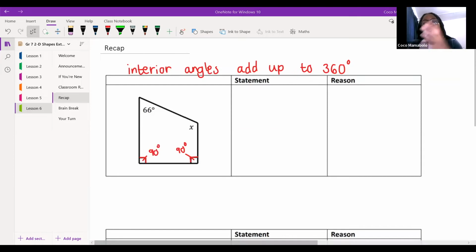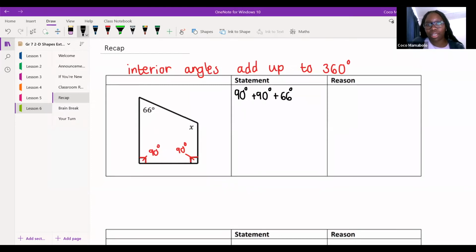So when we're going to add all of the interior angles of this quadrilateral, they must all add up to 360 degrees. So our leading statement is going to read 90 degrees plus 90 degrees plus 66 degrees plus x. And all of this is going to equal 360 degrees. Okay, I want somebody to put their hand up again and remind me, what is my reason? What do I write as my reason?